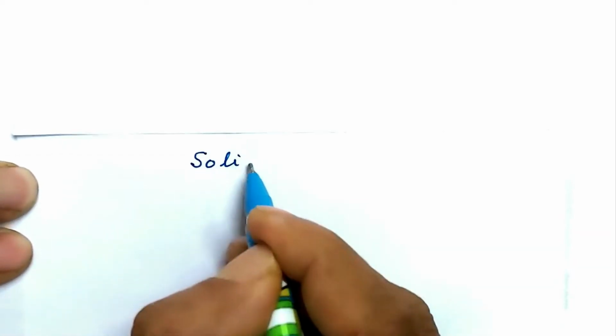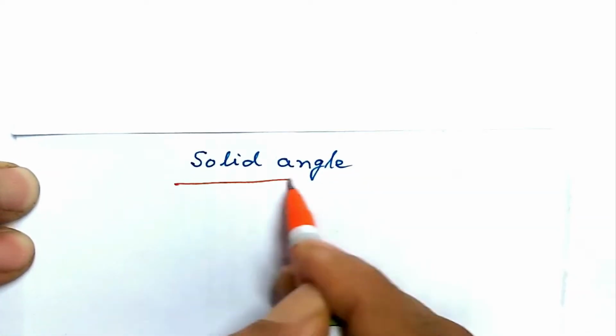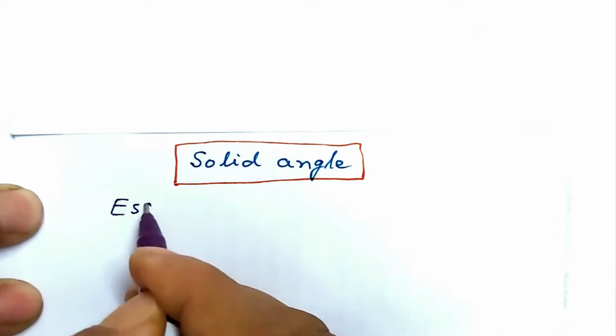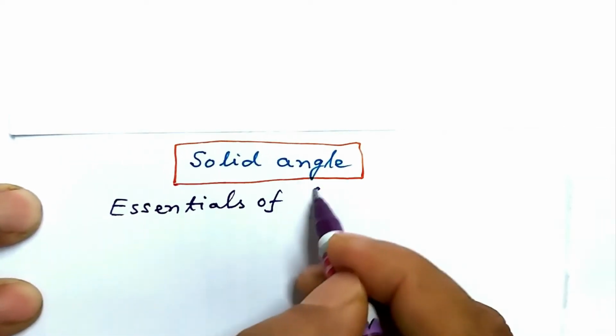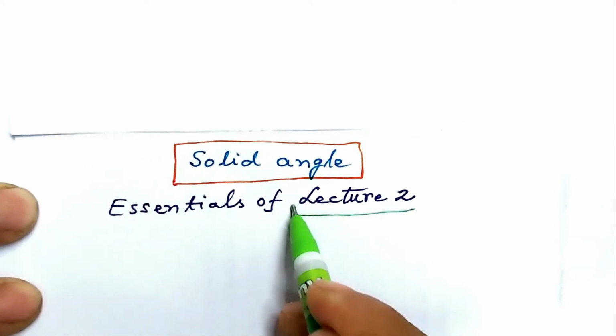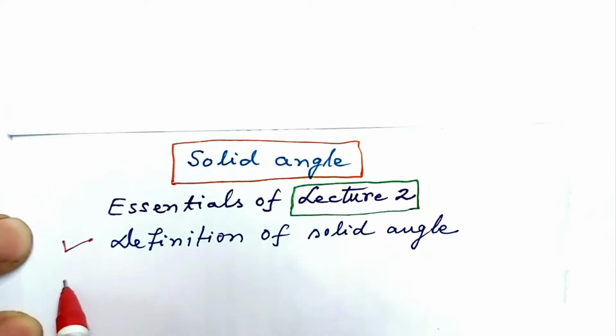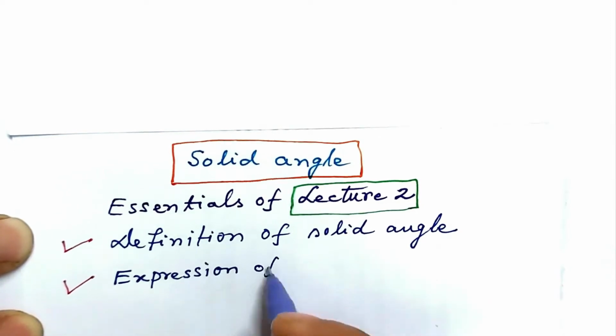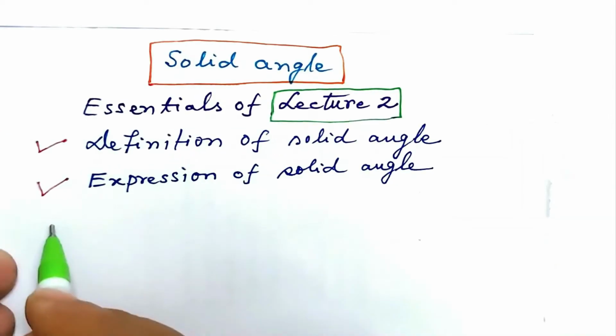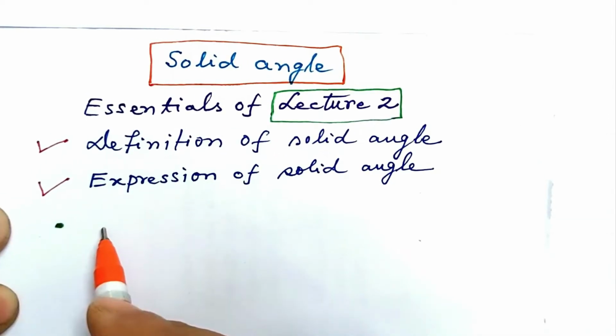This is the third lecture of the series of lectures on solid angle. First, let us briefly mention the salient features of the previous lecture 2. We gave the definition of solid angle. We also found expression of solid angle. And this was what we underscored.